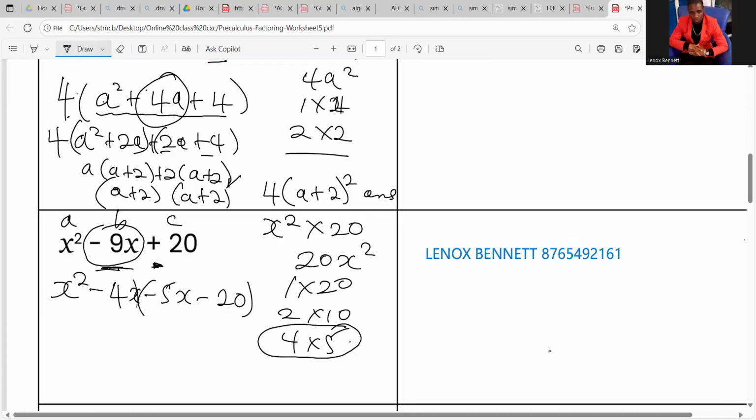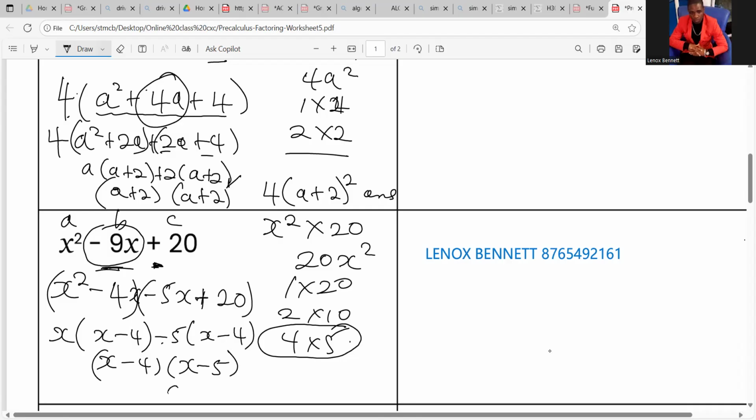Put our bracket. So take out our x, and of course, x into x² leaves x, and x into minus 4x leaves minus 4. What's the highest common factor of 5 and 20? Definitely 5. Negative into negative, this leaves minus 4. Of course, our final answer would be x minus 4 and x minus 5.